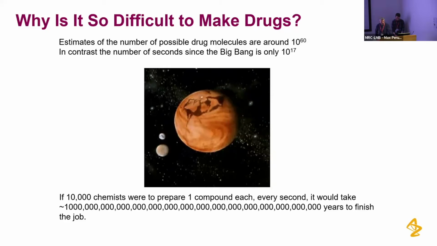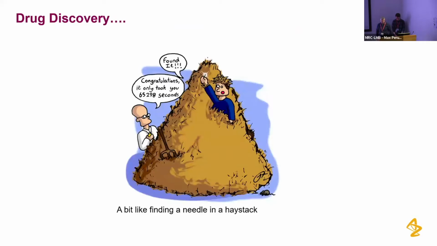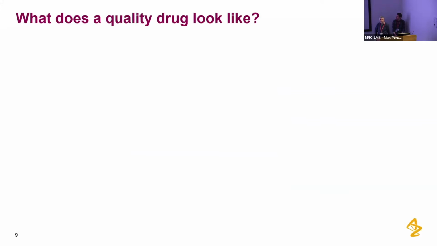So to give you an appreciation of how long that might take, if we had 10,000 chemists, each preparing one compound every second, it would take 10 to the 48 years to make all of those 10 to the 60 possible drug-like compounds. So really quite difficult and time-consuming, which is why drug discovery is often likened to finding a needle in a haystack. But we're endeavouring to try and do that. So it would be useful to know what a quality drug looks like when we've actually gone through that process.